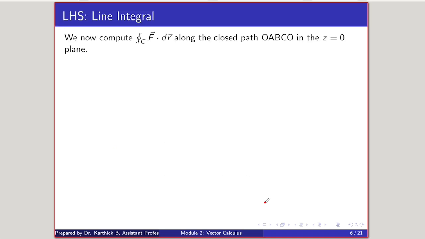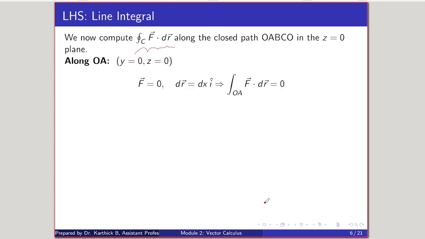Then first we will evaluate the LHS part. In the given problem, they asked to verify the given function. So we have to solve both LHS and RHS. The LHS part will be a line integral. So we will evaluate the line integral part. First, we have to compute this line integral in the closed path OABCO.